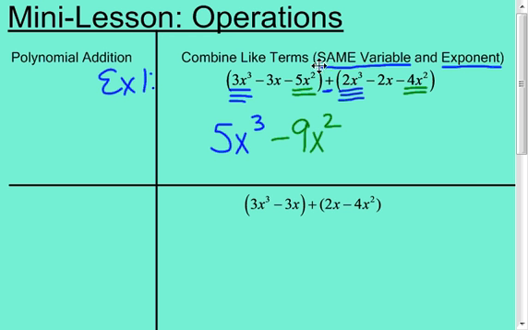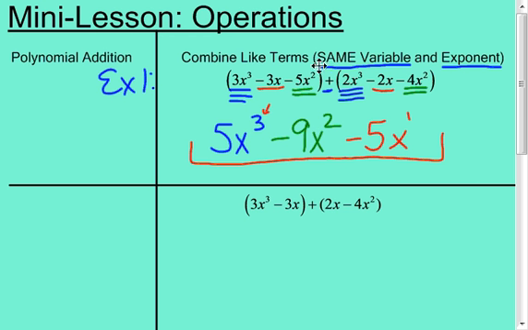Last but not least, we have negative 3x and negative 2x. Those are both x to the 1st power. The 1 just happens to be invisible. So when I combine negative 3 and negative 2, that gives me a negative 5, and the variable and exponent stay the same. So notice that I put this in standard form, our highest degree to our lowest degree, with that invisible 1 on that x. And here is my final answer when I added those 2 polynomials.